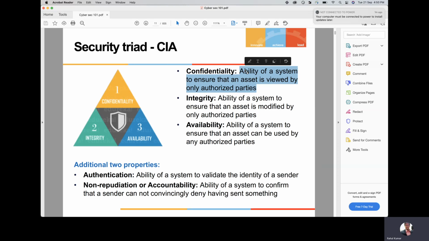Apart from these three, we do have two add-ons, which are authentication and non-repudiation or accountability. Authentication and accountability form two more additional properties of security. Authentication is when you need to authenticate some user into the system, like you need to authenticate using a password or something. That's the authentication principle.